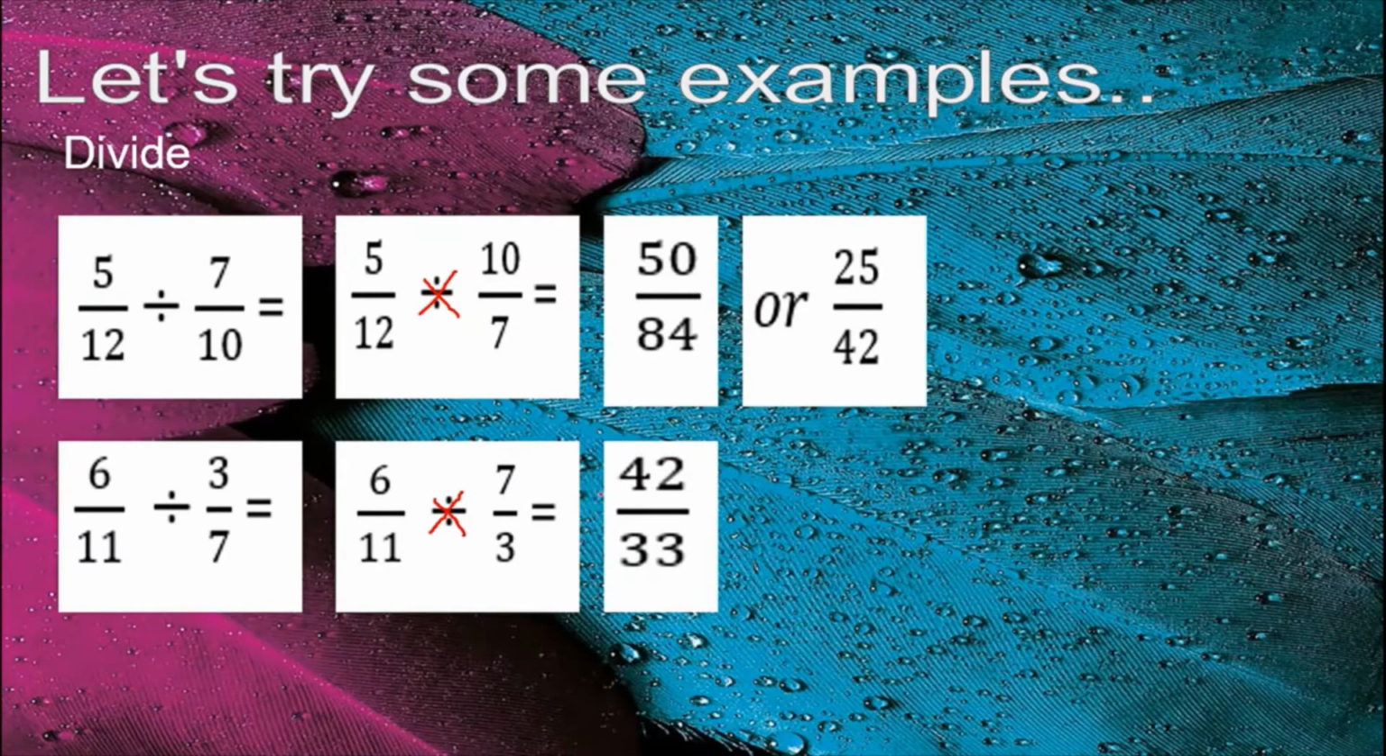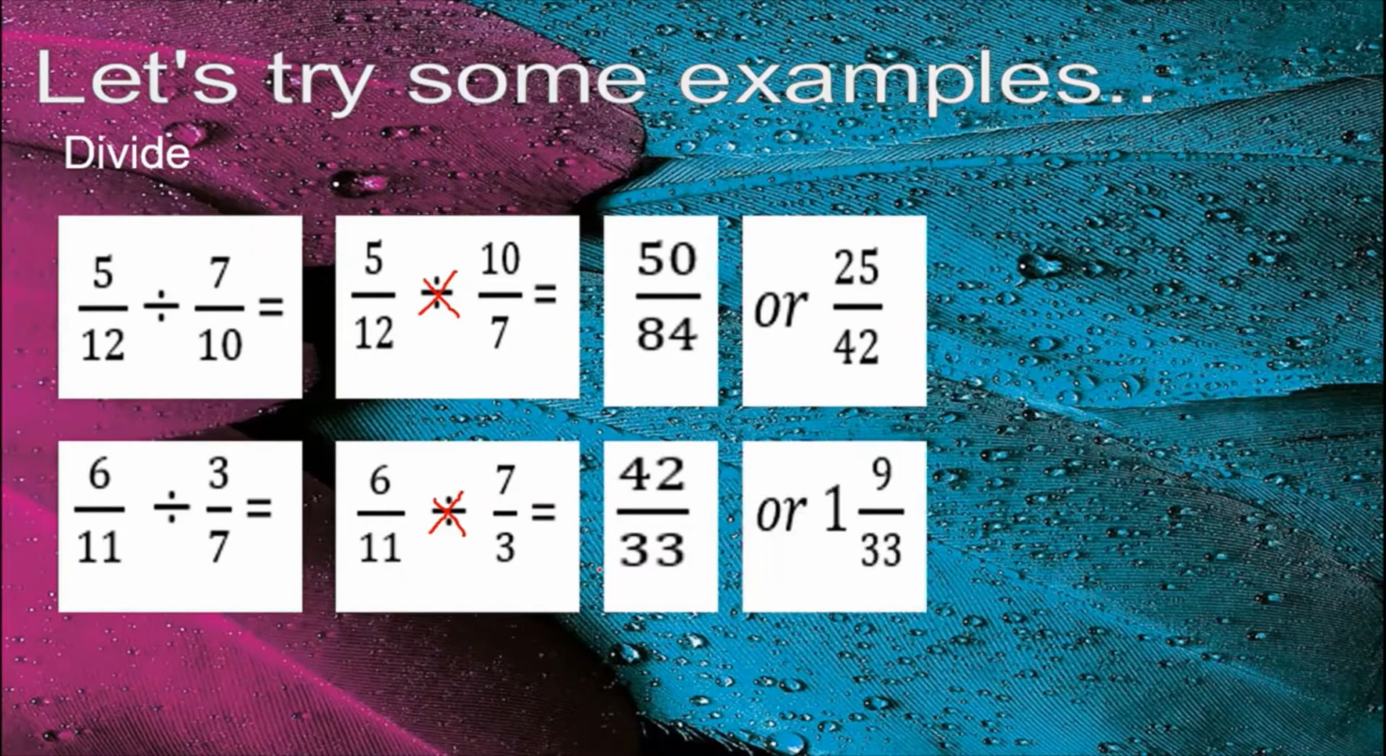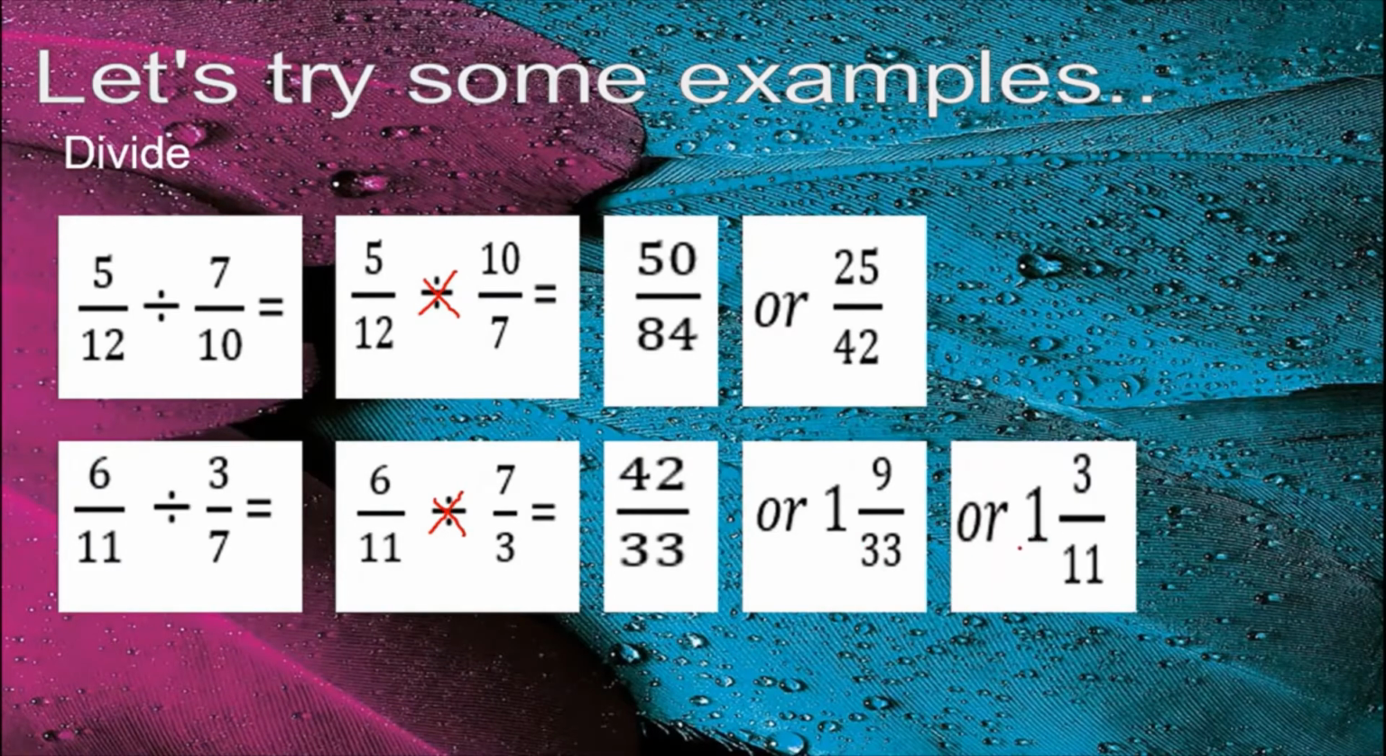Now, since our answer is an improper fraction, don't forget to change this one into a mixed number. So, for our final answer, we have here 1 and 9 over 33. But I guess I can still simplify 9 and 33 by dividing by 3. Okay, so we have 1 and 3 over 11.